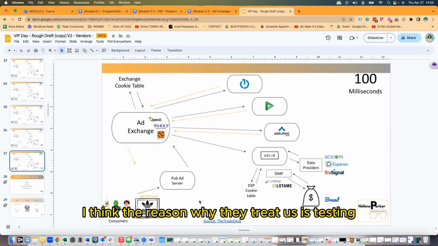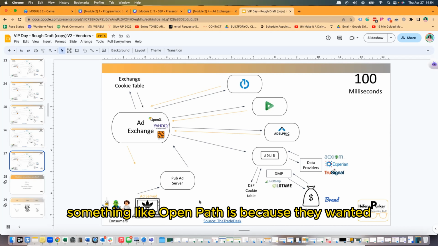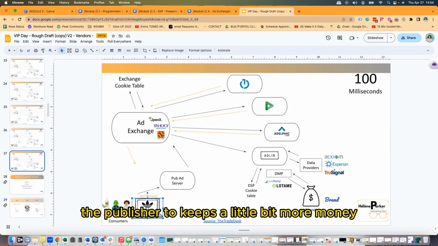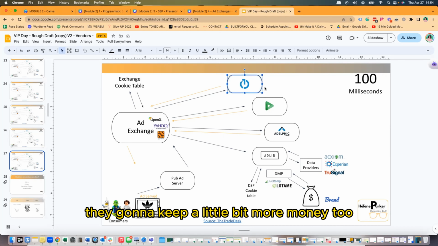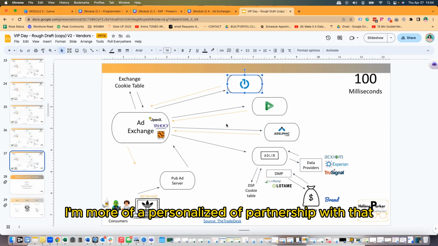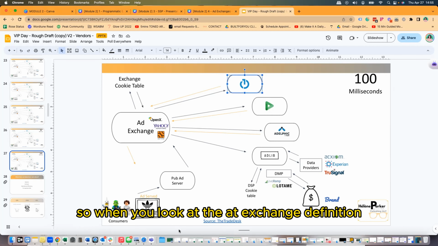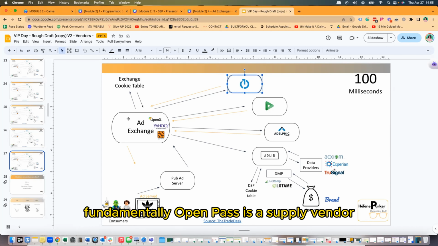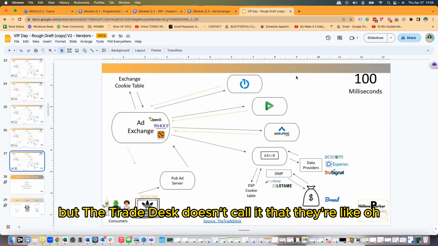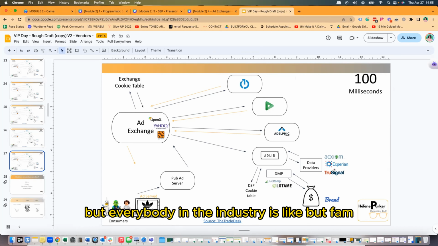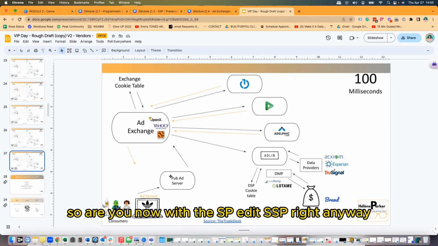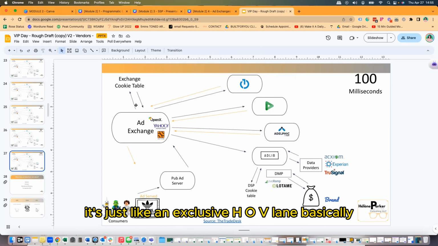But the reason why the Trade Desk is testing something like OpenPath is because they want the publisher to keep a little bit more money. They're going to keep a little bit more money too. And then it allows brands to have almost more of a personalized partnership with that publisher. When you look at the ad exchange definition, fundamentally, OpenPath is a supply vendor. It's an ad exchange, but the Trade Desk doesn't call it that. They're like, oh, we're just testing it. But everybody in the industry is like, but fam, so are you now a DSP and an SSP, right? Anyway, it's just like an exclusive HOV lane, basically. That's what I'm trying to say.